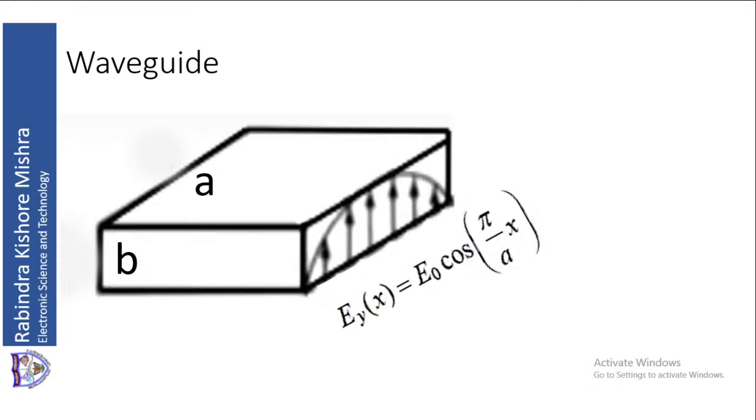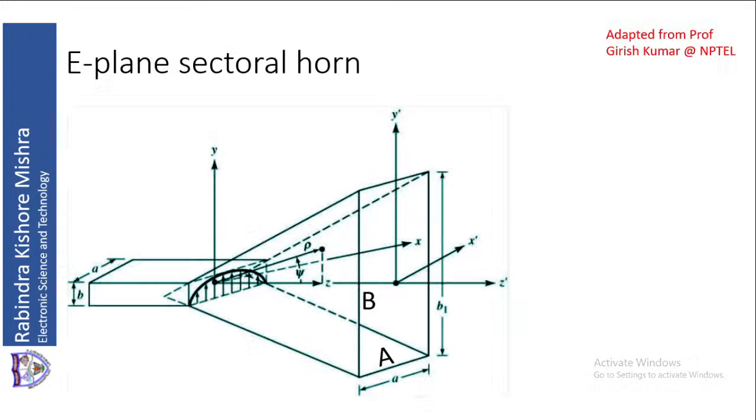Now for the horn antenna, this aperture is expanded. Let us see what happens when you expand this aperture. Next is the expansion of the aperture along the b-axis, or along the y-axis. The aperture is expanded, or the aperture opens up, along the y-axis.